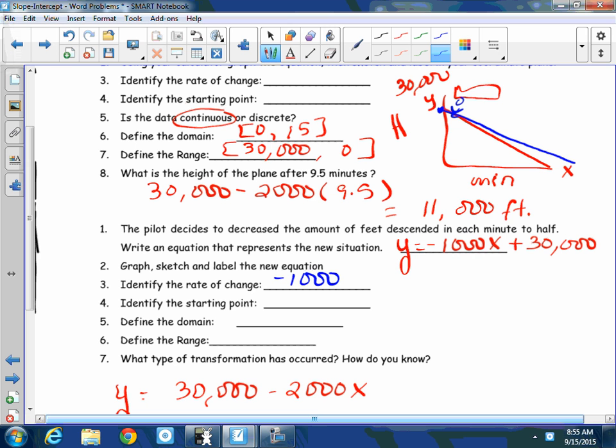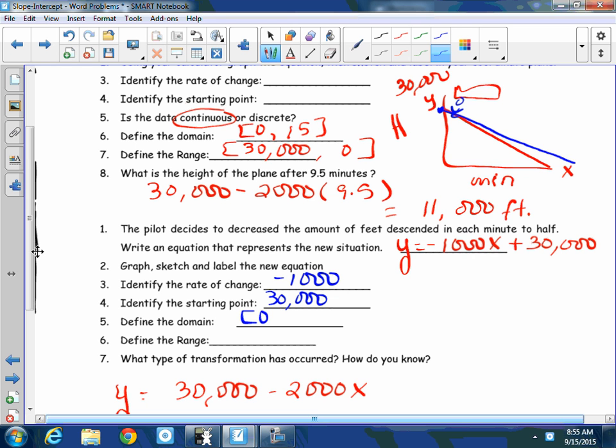All right. So what's the rate of change? Negative. What's my starting point on my y intercept? 30,000. Okay, what's the domain? Bracket 0. Okay, domain is what? What's domain?